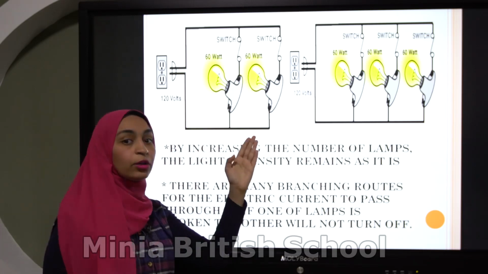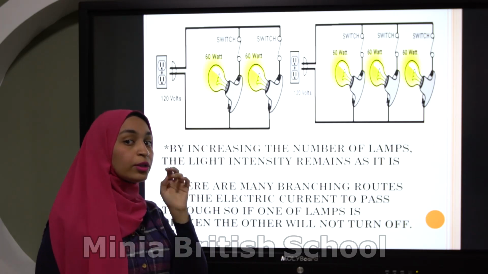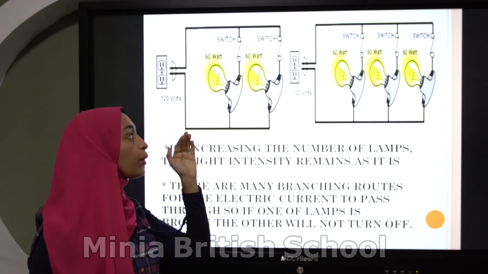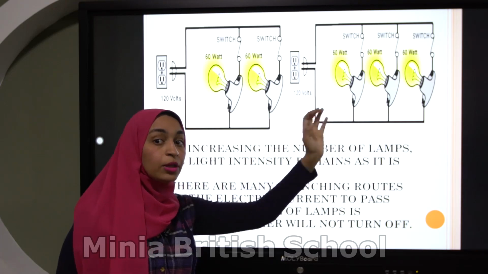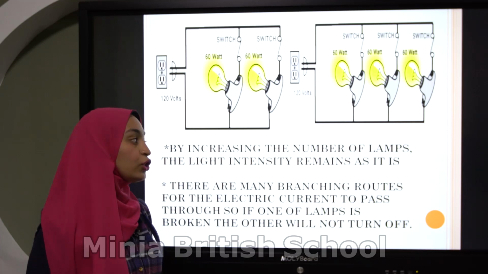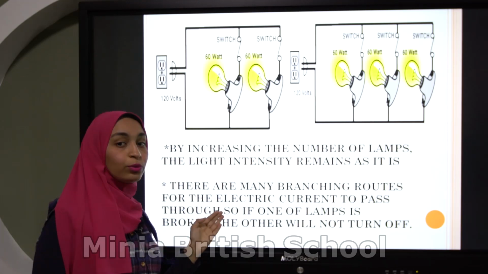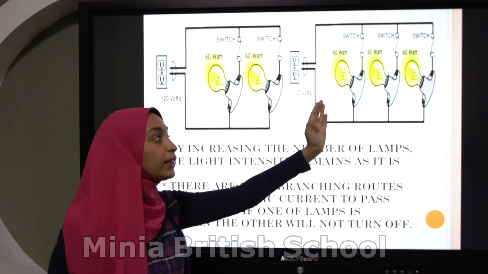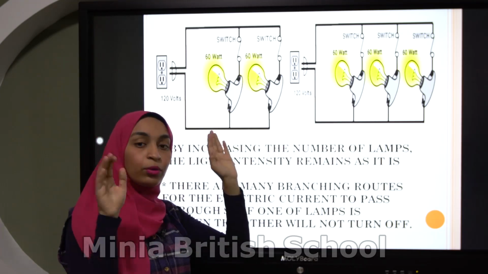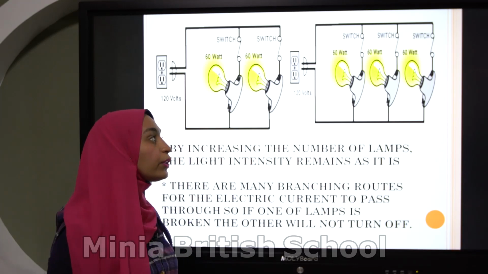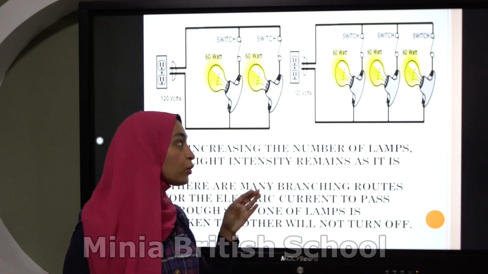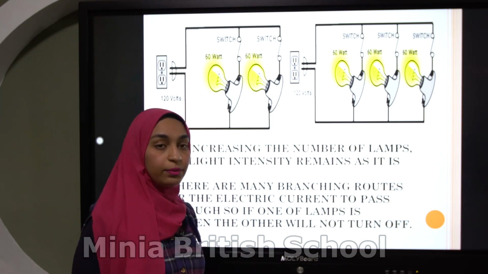So from parallel connection, we conclude something. The first one tells us that by increasing the number of lamps, the light intensity remains as it is. It will not change. And the second conclusion tells us if one of those lamps is broken or is burned out, the other lamp will emit light because they have branching routes, many routes for the electric current to pass through it.